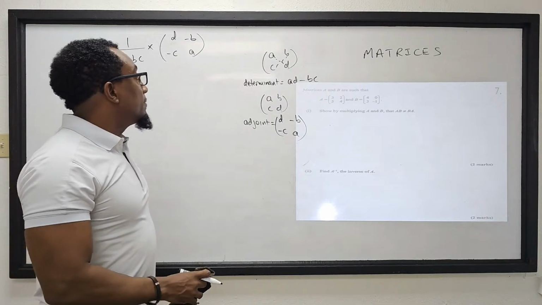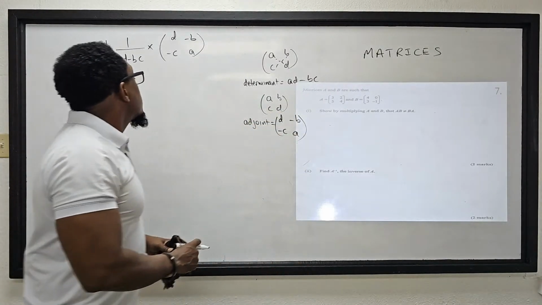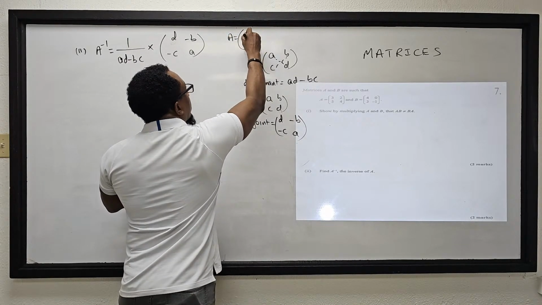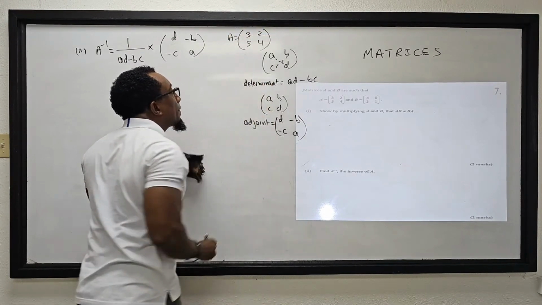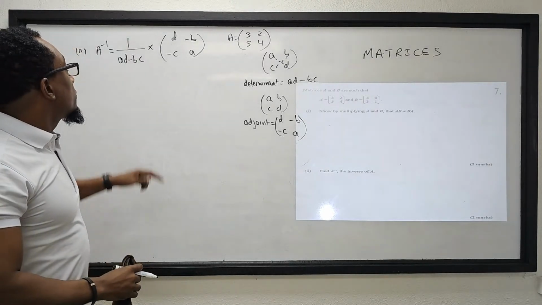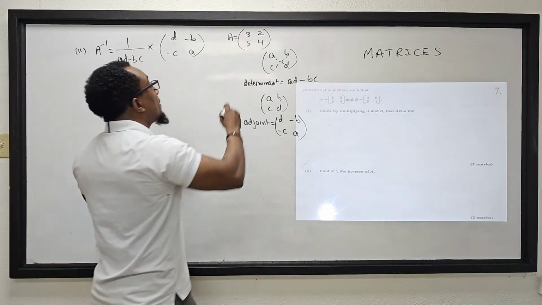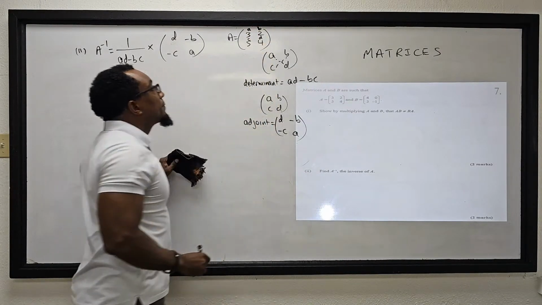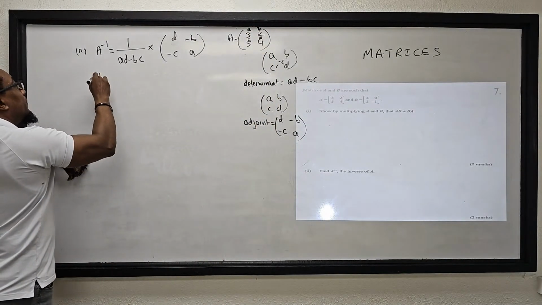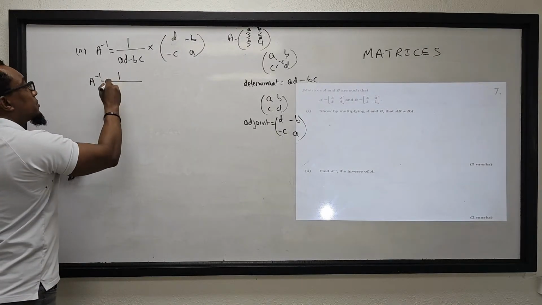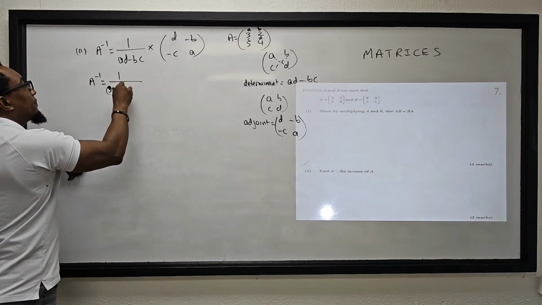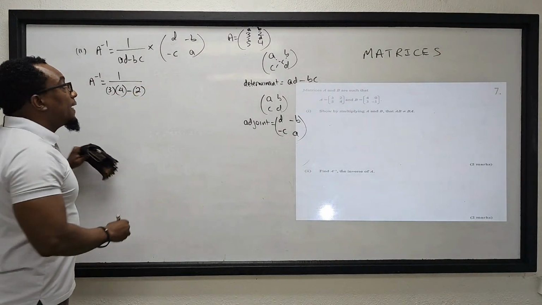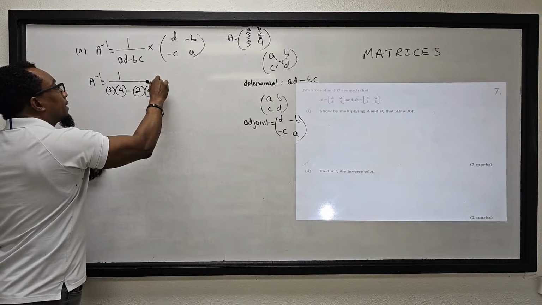Now they want us to find the inverse of this matrix A. Matrix A, you know, is 3, 2, 5, 4. And let's substitute all that we need to substitute into that formula. Keeping in mind this is A, B, C and D, right? So let's substitute. A inverse will be 1 all over A, which is 3, times D, which is 4, subtract B, which is 2, of course, all in brackets, times C, which is 5 in brackets.